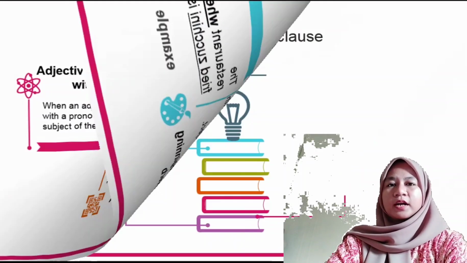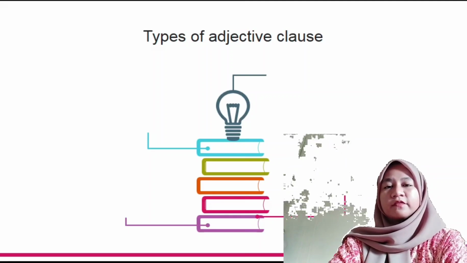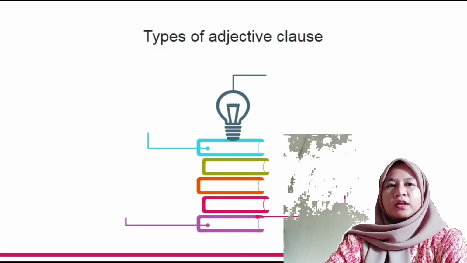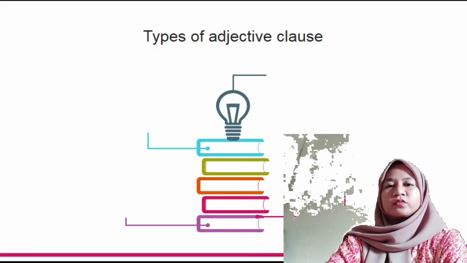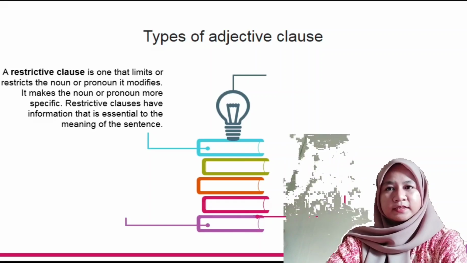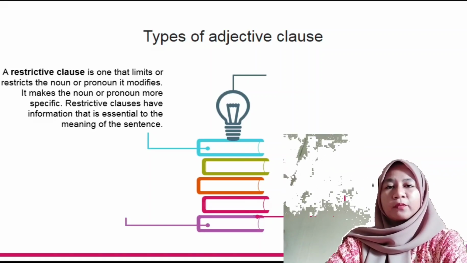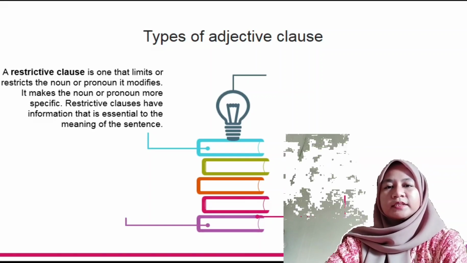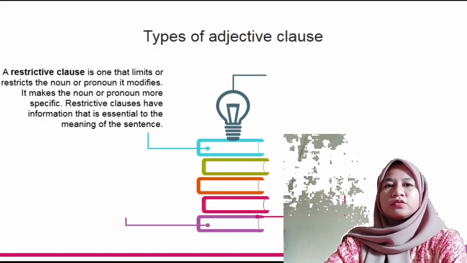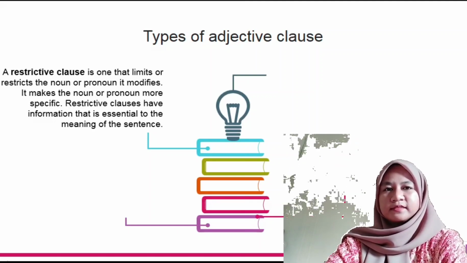There are two kinds of adjective clauses: first, restrictive, and second, non-restrictive. A restrictive clause is one that limits or restricts the noun or pronoun it modifies. It makes the noun or pronoun more specific. Restrictive clauses have information that is essential to the meaning of the sentence.